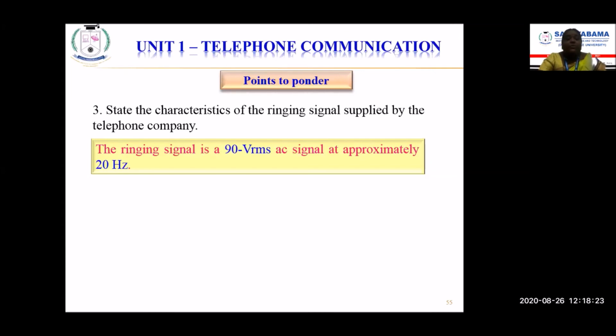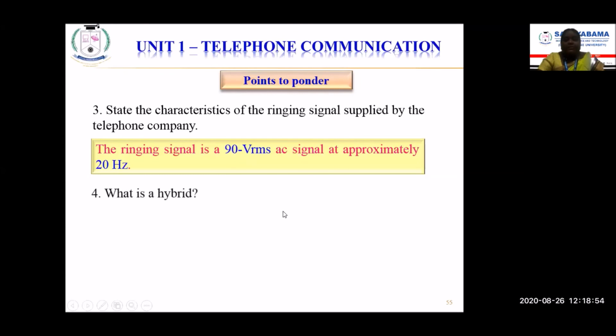I wanted you to go through the material shared in the LMS, as well as this general information. I'll share it soon. Hereafter, I will also share the video lecture, whatever is being recorded here, so that it will help you to learn in detail. You understand? So the ringing signal here is of the level 90 VRMS, with a frequency of approximately 20 hertz. Okay, so that is the correct answer for the third question.